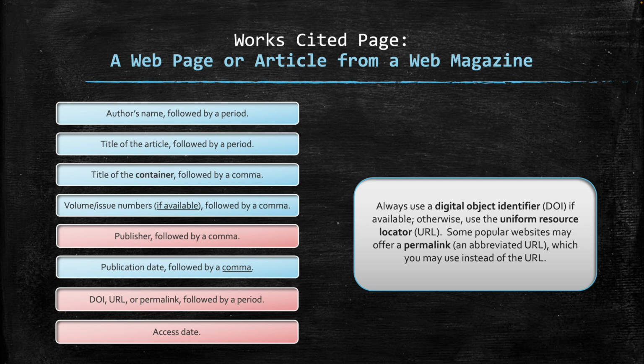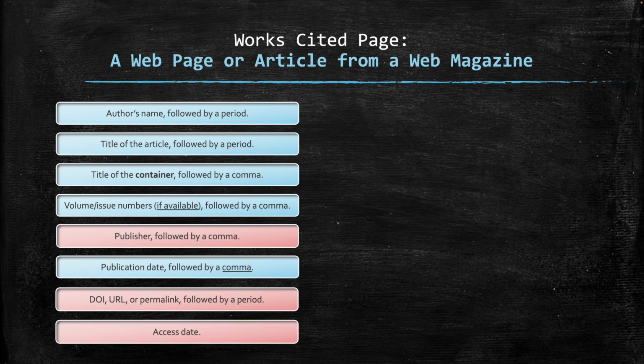If you don't have a DOI or a permalink, and a permalink is another abbreviated URL, which you could use instead of a URL, then you would have to use the URL, the Uniform Resource Locator. And that's fine. The problem with URLs is that they can be really long and take up a lot of space on a works cited page. So again, look for a digital object identifier or a permalink first, and absent one of those, then you would go with the URL on your works cited entry.